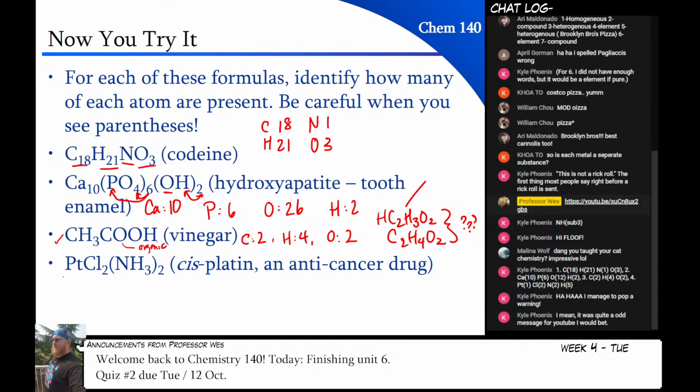Down here we got platinum. There's 1 platinum. There's 2 chlorine. And then for the ammonia part, we just multiply this in. There's 2 nitrogen and 6 hydrogen. Okay. So make sure you're multiplying when you do parentheses, because that's what that means. All right. If you have any questions, let me know.